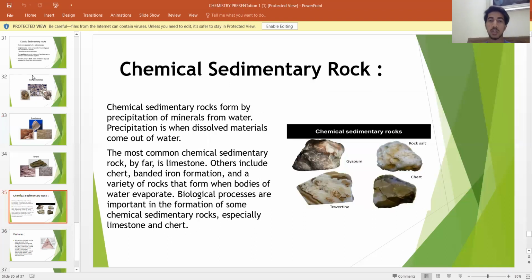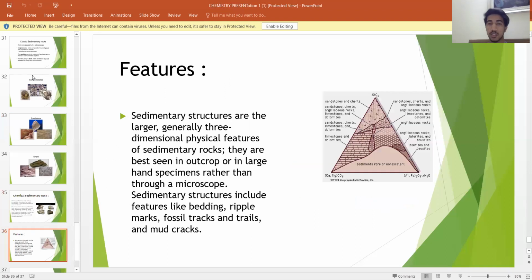Now I will discuss sedimentary structures. Sedimentary structures are larger, generally three-dimensional physical features of sedimentary rocks. They're best seen in outcrop or in a large hand specimen rather than through a microscope. Sedimentary rocks include many features like bedding, ripple marks, fossil tracks, trails, and mud cracks.